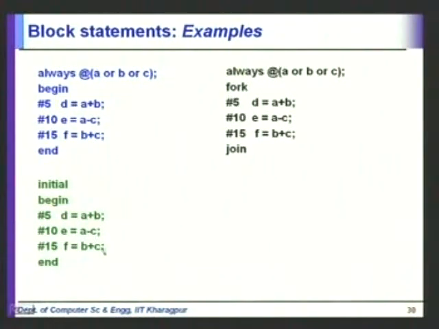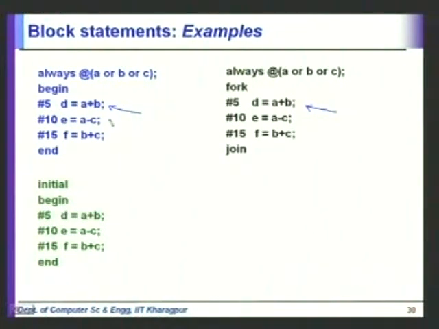So here are three examples. Look at the first one. Always @(A or B or C), we do #5 D = A + B, #10 E = A - C, #15 F = B + C. Now this block will execute every time A or B or C changes. This block is an initial block where we have the same three statements. This will execute only once at the beginning. This one has put the three statements between fork and join. Now note the difference between these. Here this assignment takes place in time 5, right? After A or B or C changes, after 5 time units, this one will take place in both of them.